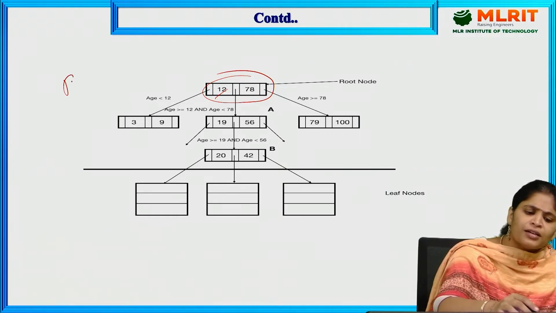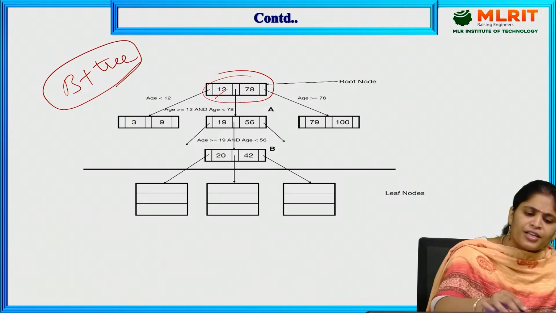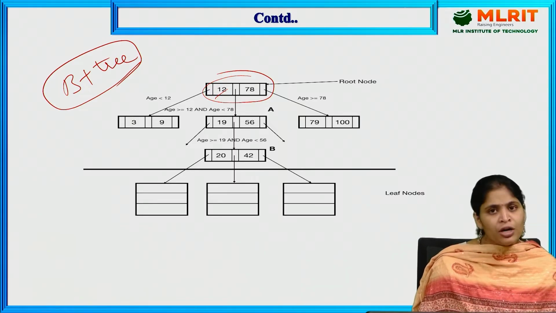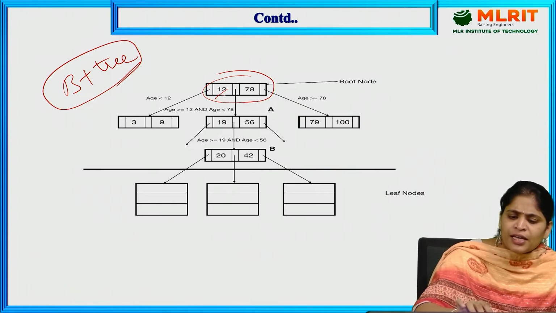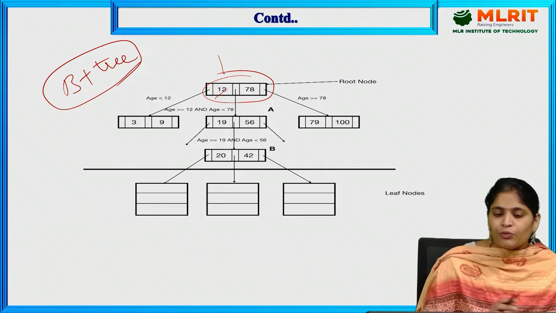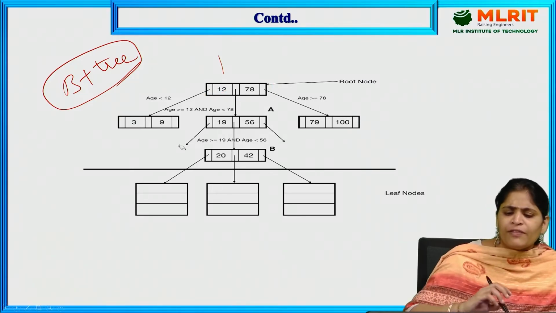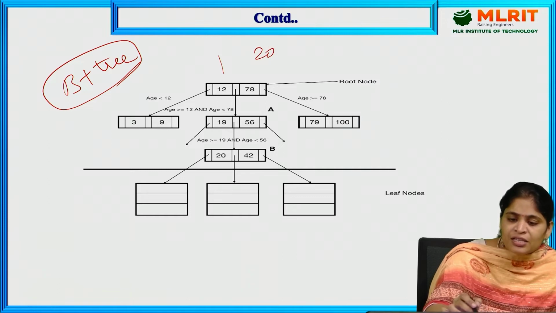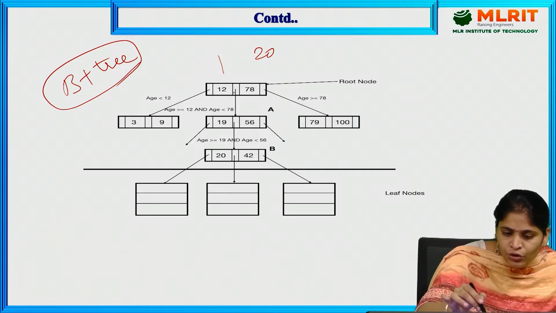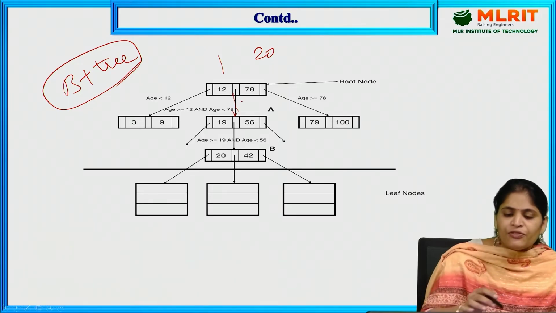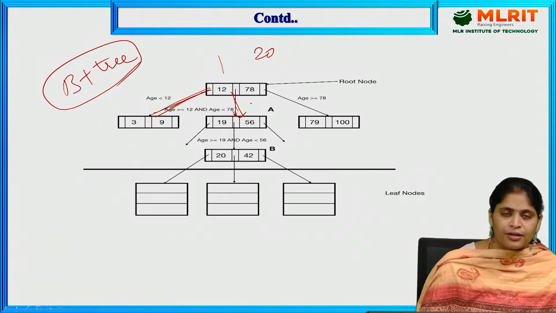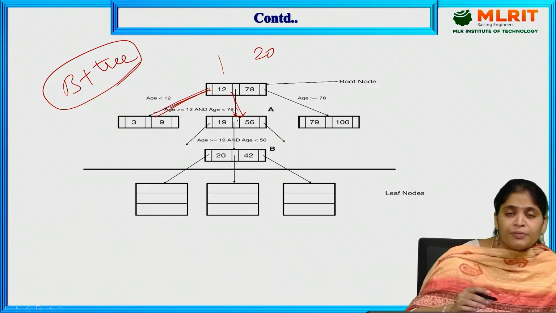Let us consider a B plus tree example, a B plus tree organization, and in that I will explain very clearly how to insert, how to delete, and how to search the records. Here we have root node 12 and 78. If I want to search for 20, where will it be available? Is 20 greater than 12 or less than 12? Greater than, so obviously I go here. If it is less than 12, then I go to the left-hand side. If it is greater, then I go to the right-hand part. In that way we search. That means half of the time will be saved.